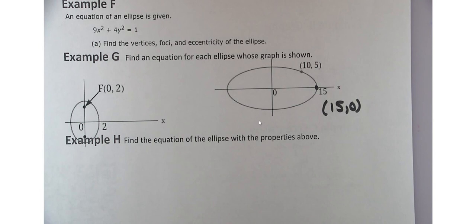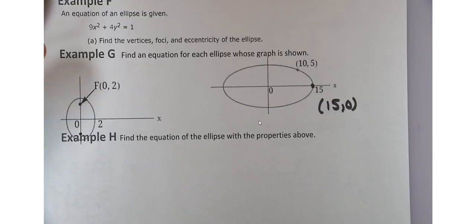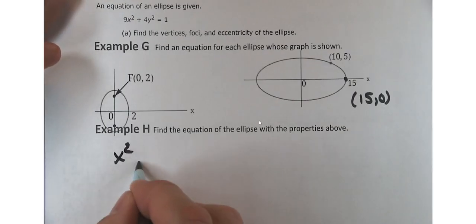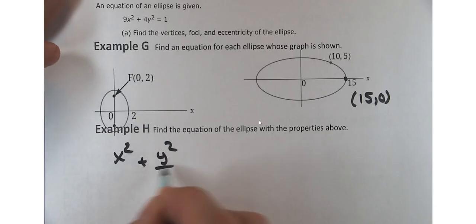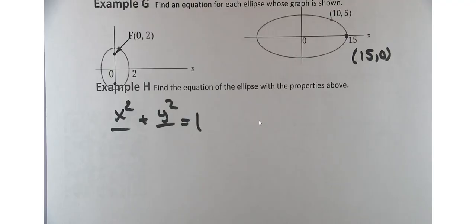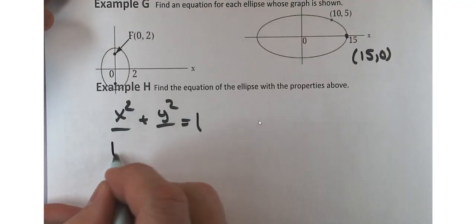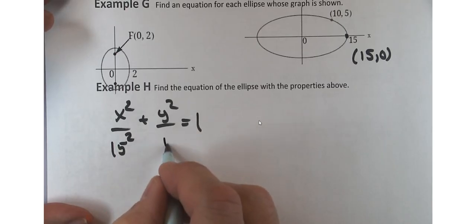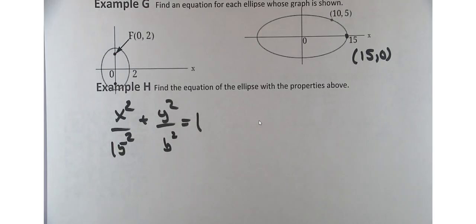Well, let's see here. What can I tell myself to start with? What do I know here? I'm trying to determine this equation. Do I know anything that can help me out? Jeff? Yeah, perfect. That's going to be x over 15 squared plus y over, call it b squared, equals 1. Great. So I know that much.